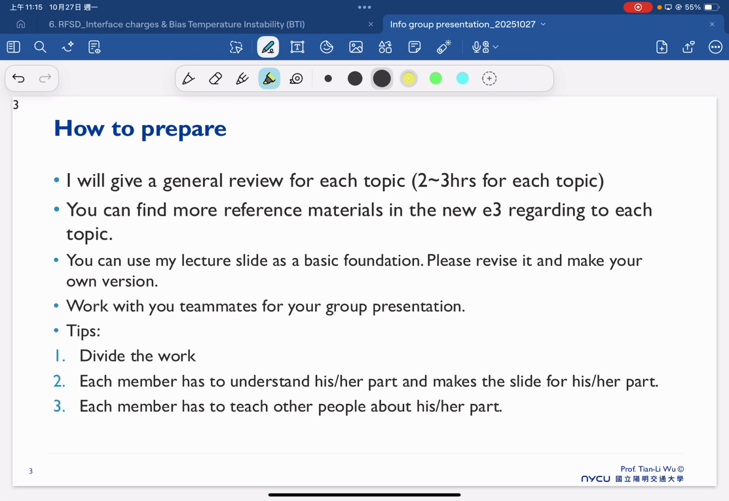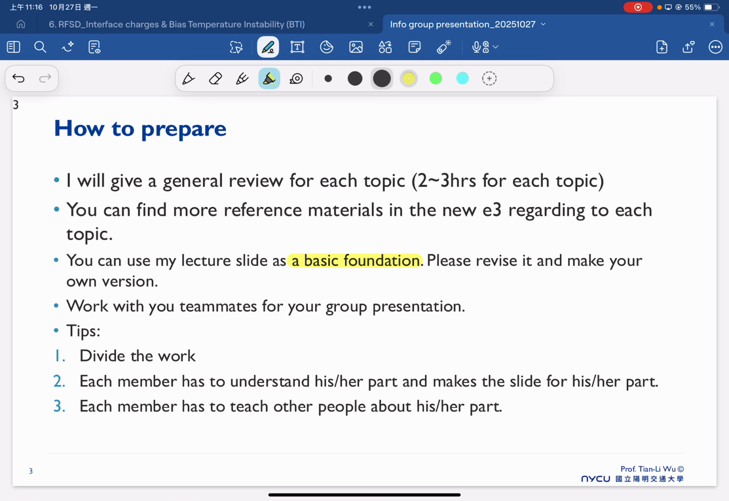So far I will give a general review for each topic, probably 2 to 3 hours for each topic. And I already uploaded the reference material in the E3. You can try to read it, and I also uploaded the slides from the last 2 years. You can look at how the other students made their presentations. So basically, you just need to use my slide as a basic foundation, and you can revise it, because each topic I talk 2 to 3 hours for sure.